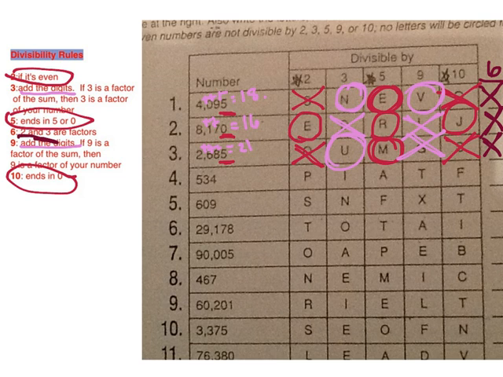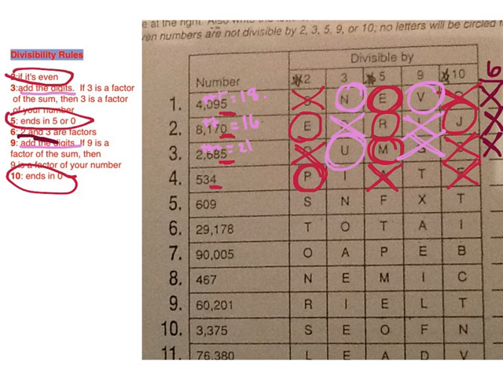Alright, let's look at the next one, 534. First thing we're going to do is look at the last digit. It is 4. Is that even? Yes, so it is divisible by 2. Does it end in a 5 or 0? No, so it's not divisible by 5. Does it end in 0? No, so it is not divisible by 10.